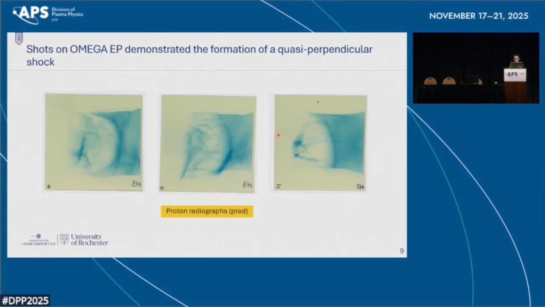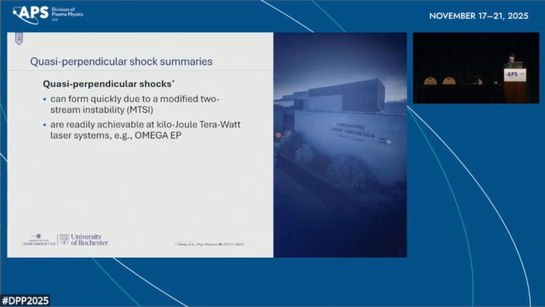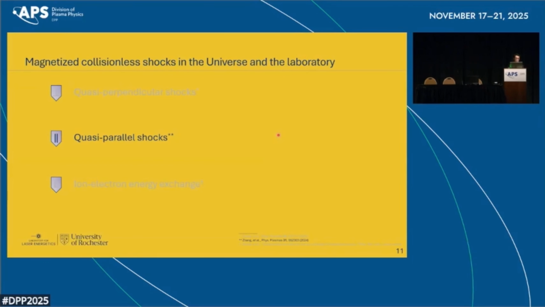So we did demonstrate the formation of a quasi-perpendicular shock, which is here. We have 3 shocks here. Okay, so here is the summary for the perpendicular shock. It can form quickly due to a modified two-stream instability, and they are readily achievable on laser systems, OMEGA EP level laser systems. So now let's talk about parallel shocks.